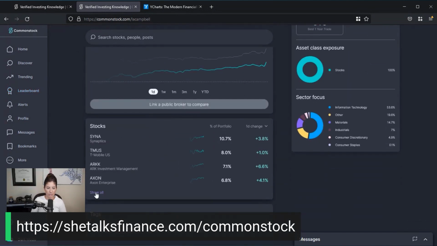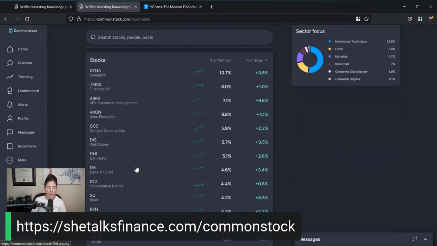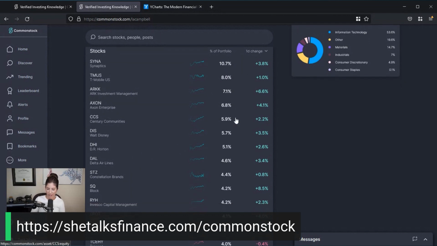And this one is a portfolio of, there is an ETF in here. ARC Investment Management is an ETF, but these are individual stocks. So, like the top holdings, it looks like are a few individual stocks, an ETF, and then some more individual stocks. Now, look at how this person has allocated.